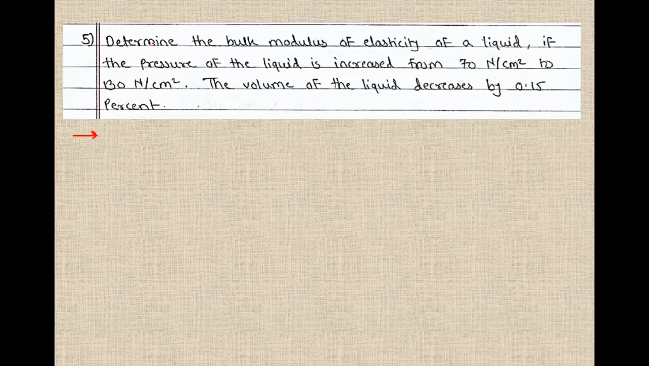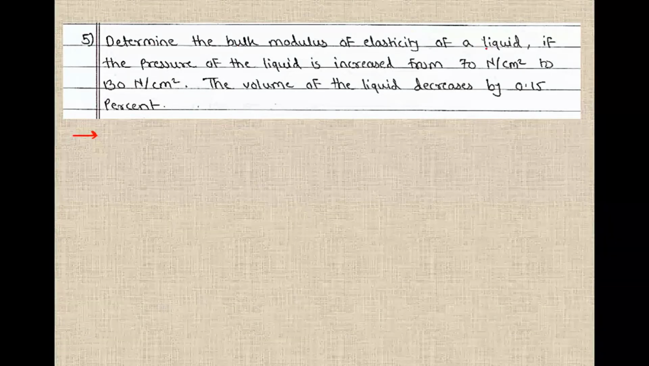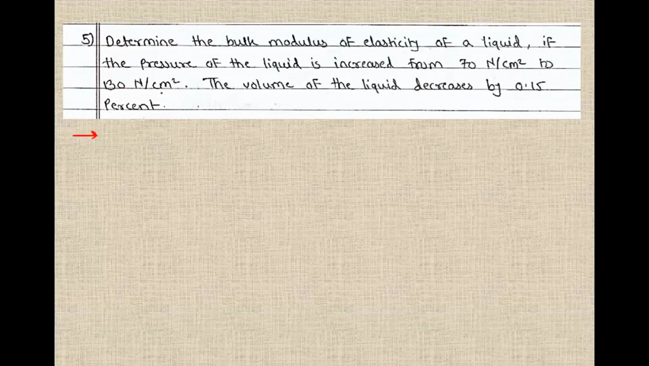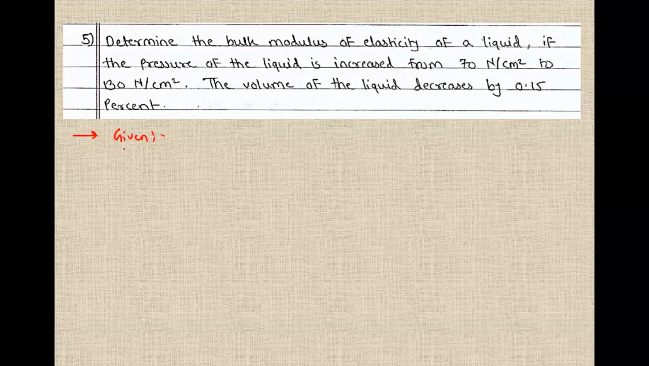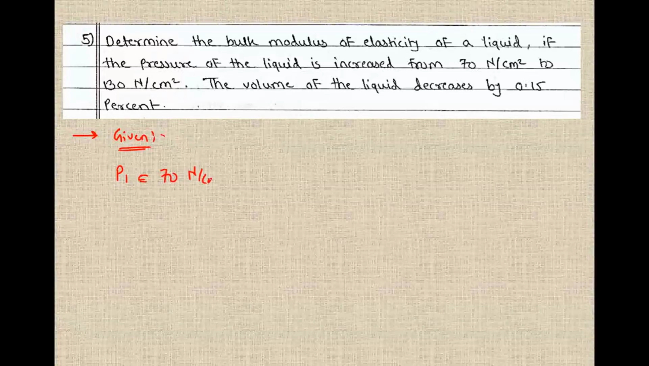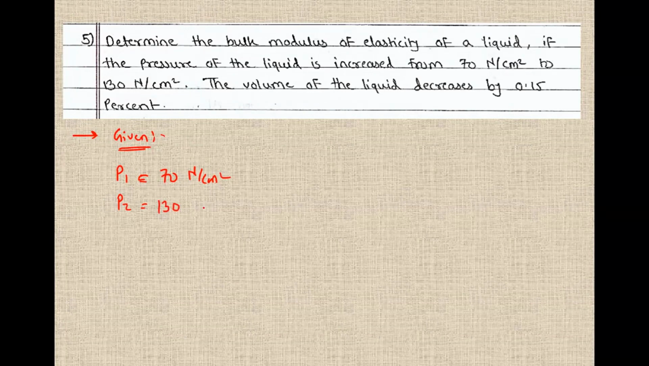So quickly we will solve this. Determine the bulk modulus of elasticity of a liquid if the pressure of the liquid is increased from 70 Newton per centimeter square to 130 Newton per centimeter square, means P1 and P2 are given. Given data I am writing here. P1 is initially 70 Newton per centimeter square, and after that by applying pressure we increase the pressure up to 130 Newton per centimeter square.